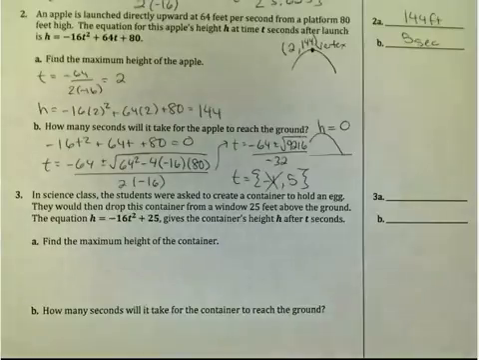Number 3 says, in science class, the students were asked to create a container to hold an egg. They would then drop this container from a window 25 feet above the ground. Then they give us the equation, h equals negative 16t squared plus 25. That gives the container's height, h, after t seconds. We want to find, first of all, the maximum height of the container. So this is the same thing.